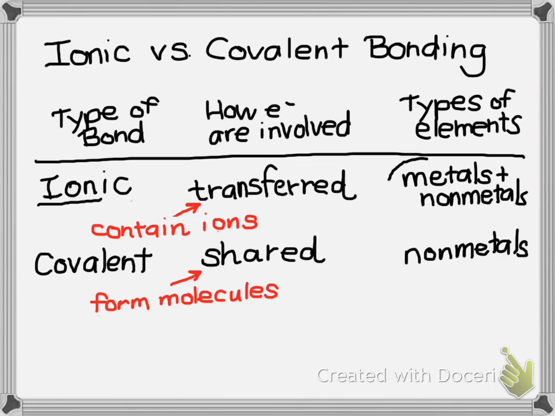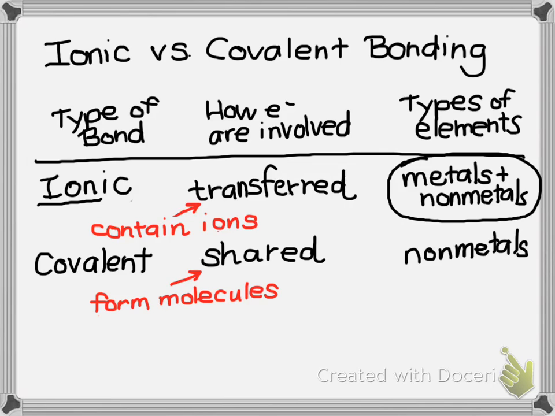By looking at the formula of a compound, we can often tell what type of bonding it's going to be, and ionic bonds contain metals and nonmetals. In covalent bonds, the valence electrons are not transferred, but they're shared. So two atoms will share the electrons between them.